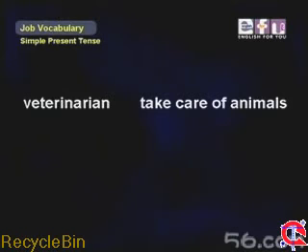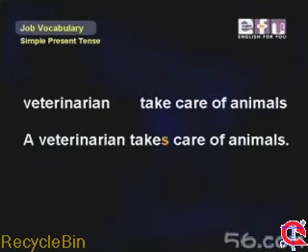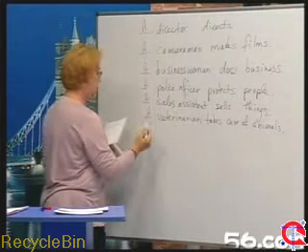Veterinarian: take care of animals. All right, Lisa? A veterinarian takes care of animals. Yes, a veterinarian takes care of animals. Okay, this one's pretty easy.